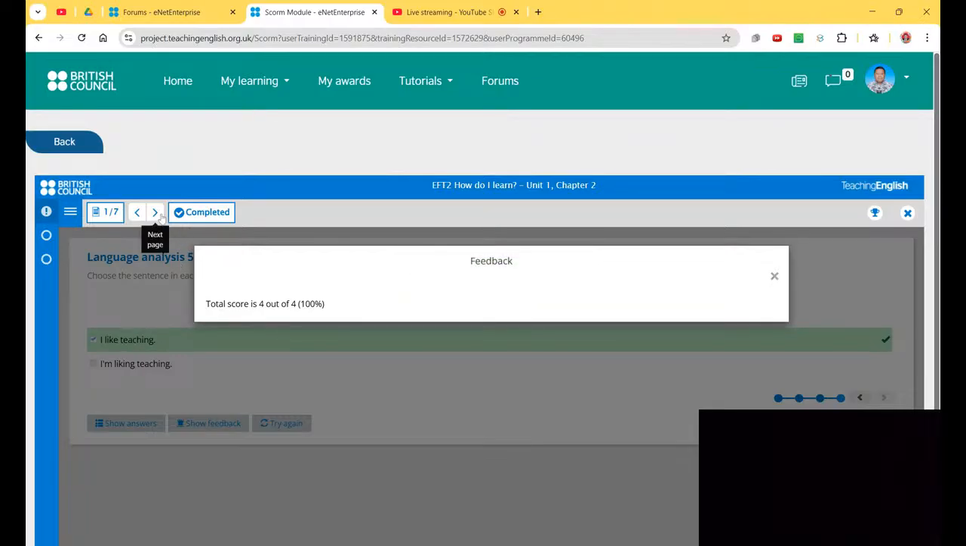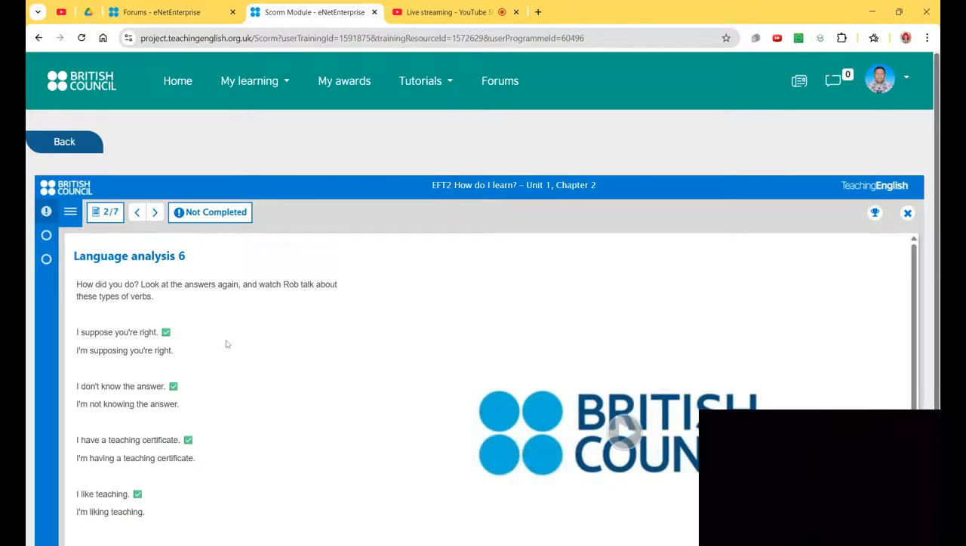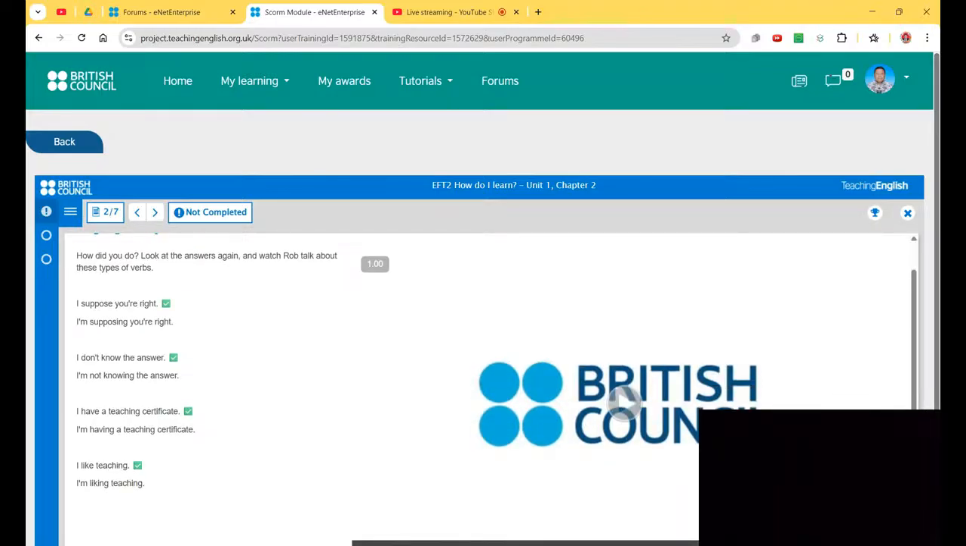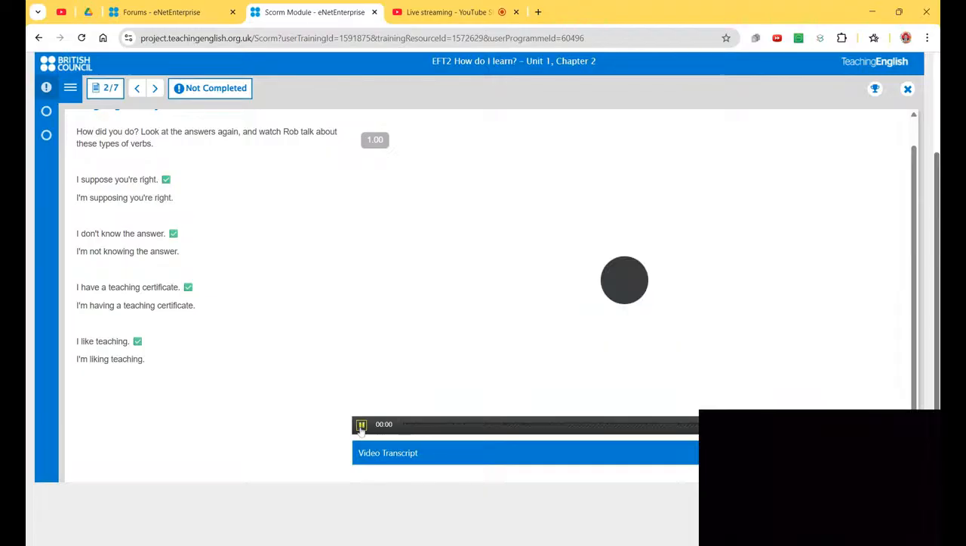Next. How did you do? Look at the answer again. And what's your thought about these types of verbs? Okay, let's see verbs.